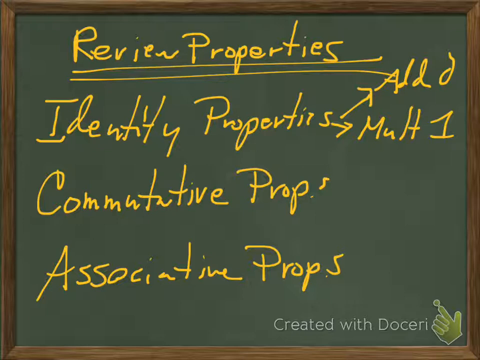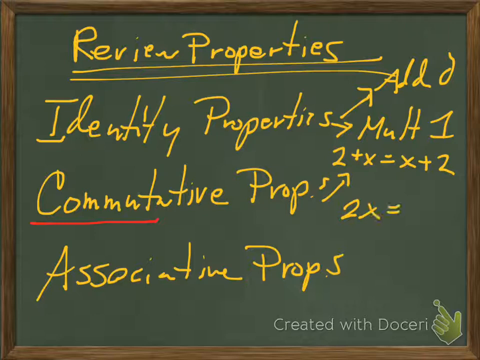Now the commutative property is the one that starts with the word commute, and that's the one for additive. It says things like 2 plus x is the same thing as x plus 2. In other words, we can switch the order and it doesn't matter. The same thing works for multiplication: 2 times x is equal to x times 2.